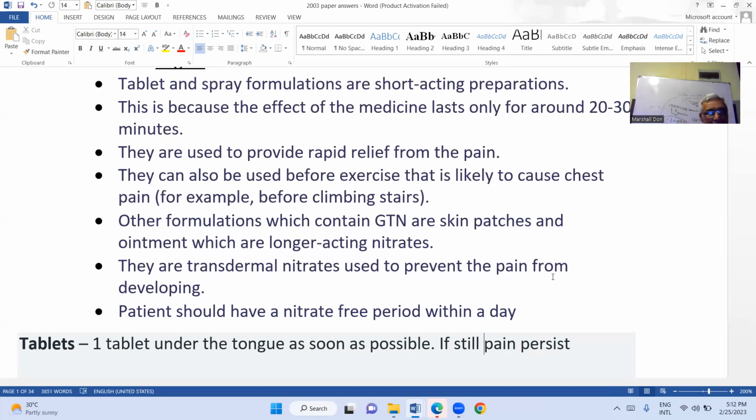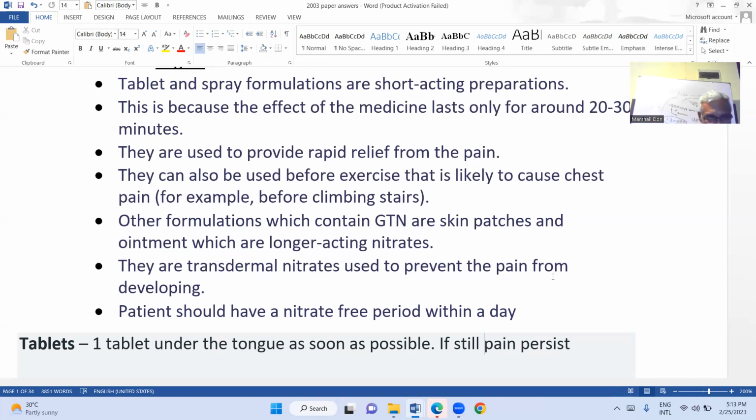Anginal pain will not respond to GTN tablets when they take them frequently. So they should have a nitrate-free, GTN-free 12 hours, a half day without anything. In the night time, normally they don't get pain. And also with the GTN patch, that is called transdermal nitrates, the patch they have to remove for 12 hours and then keep for 12 hours.